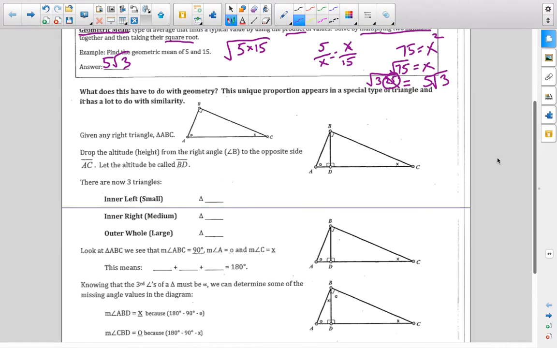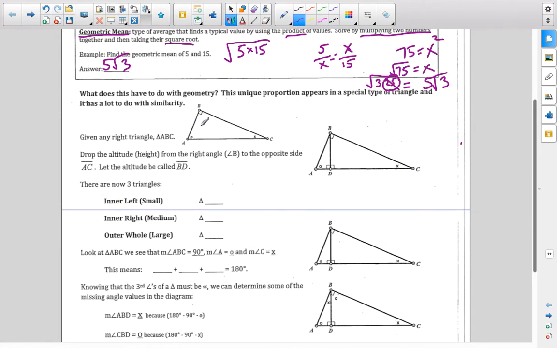This unique proportion appears in a special type of triangle, a right triangle, and it has a lot to do with similarity. So, given any right triangle, as this one is a right triangle, A, B, C, and I know it's a right triangle because that angle at B is 90 degrees, they're showing me that. And if I drop an altitude from the right angle, in this case, that's going to be from B, altitude is perpendicular to the side opposite it, on AC, and let the altitude be called BD.